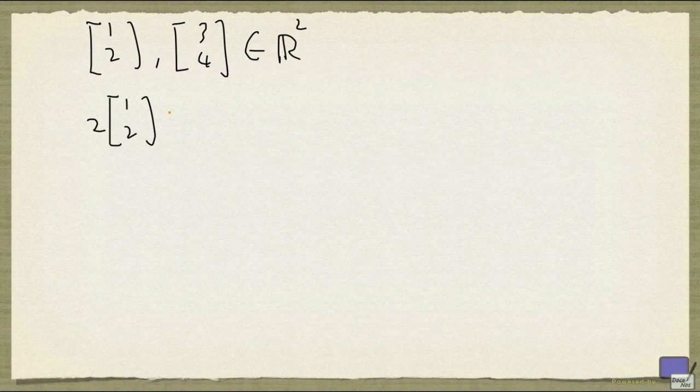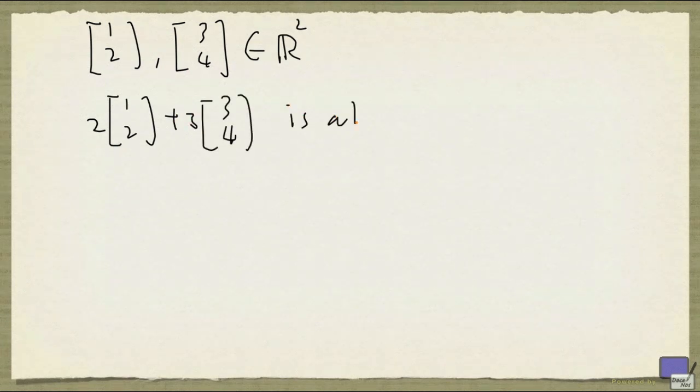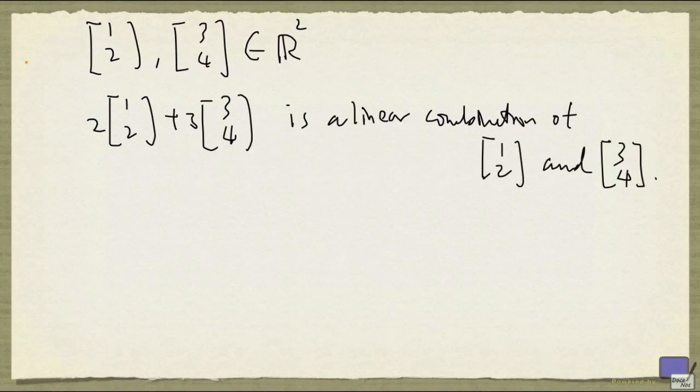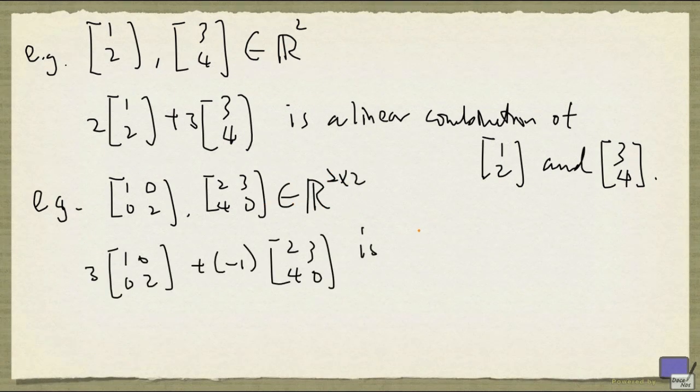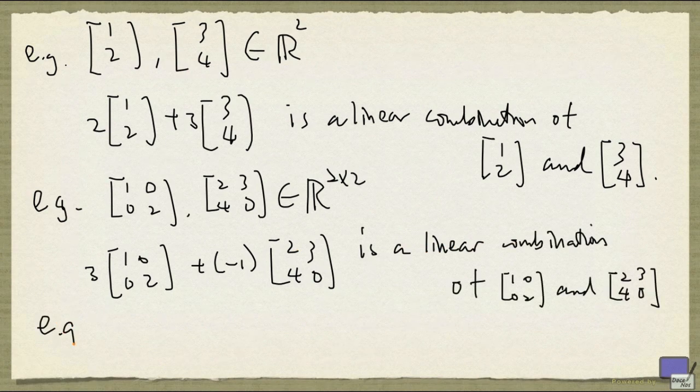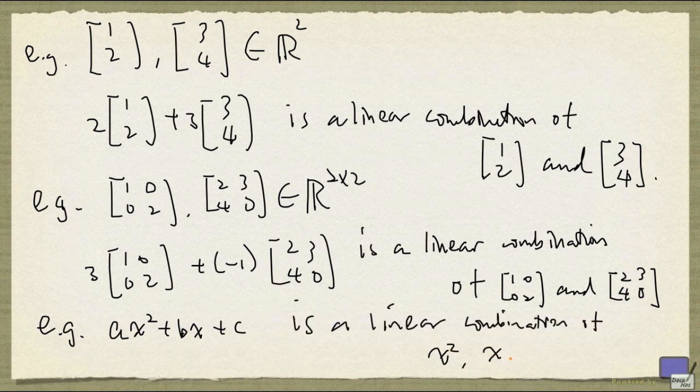Suppose I have two vectors in R2, then something like this is a linear combination of the two vectors. And let's take two vectors in the vector space of 2 by 2 matrices with real entries. Then something like this is a linear combination of the two matrices. And for the vector space of quadratics in x, everything is in this form, so we can say that this is a linear combination of x squared, x, and 1.